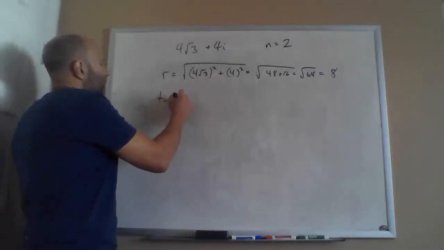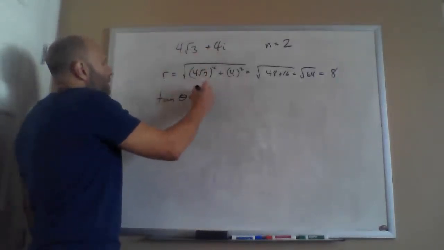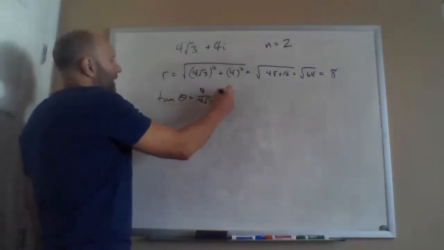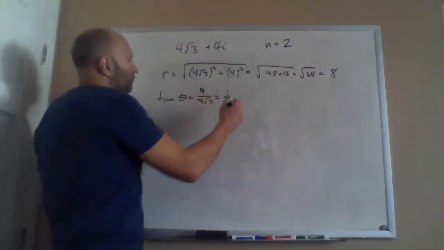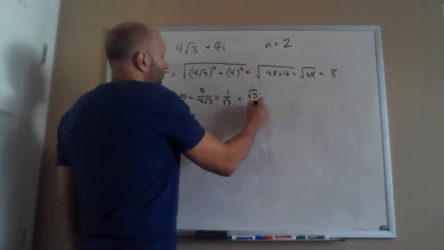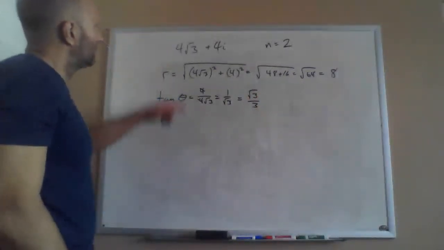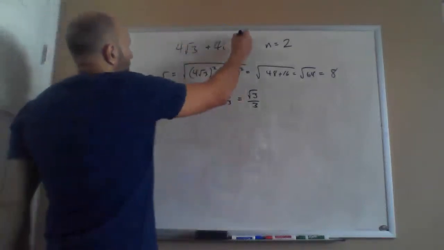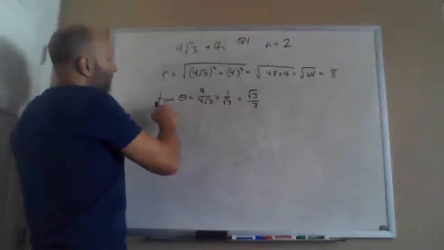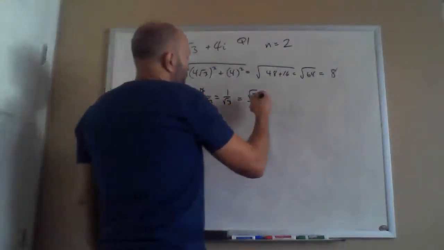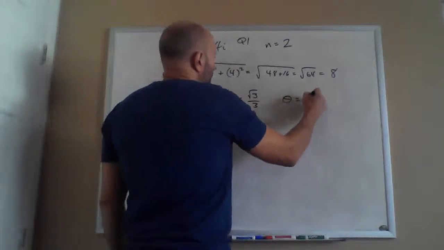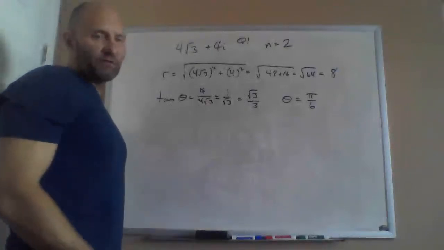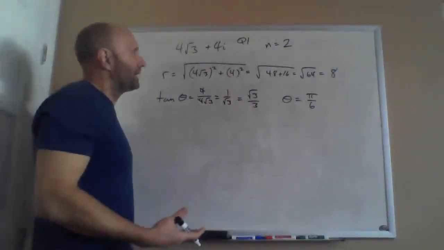And then for our theta, so tangent of theta is b over a, 4 over 4 root 3. 4's cancel out. This is 1 over root 3, which when we rationalize it is square root of 3 over 3. So we're in which quadrant? A is positive, B is positive. This is in quadrant 1. So where in quadrant 1 is tangent of theta equal to square root of 3 over 3? That's when theta is pi over 6. So I have my r, I have my theta, I have my n.